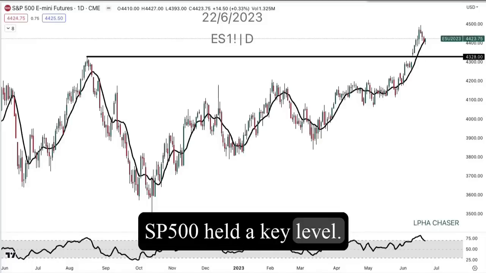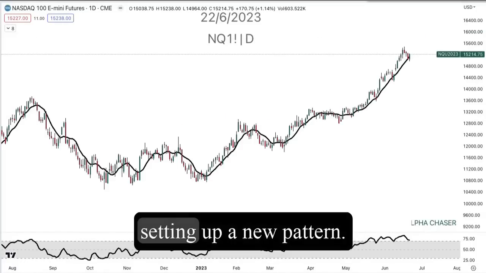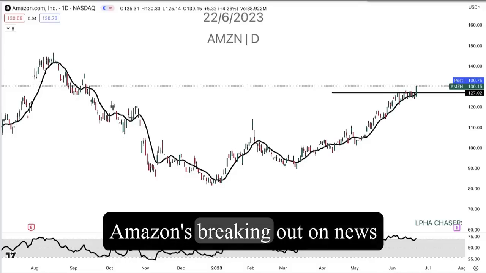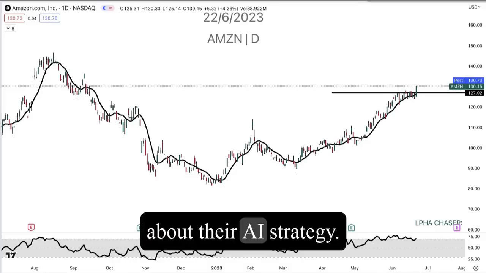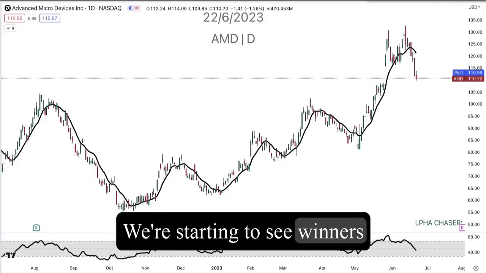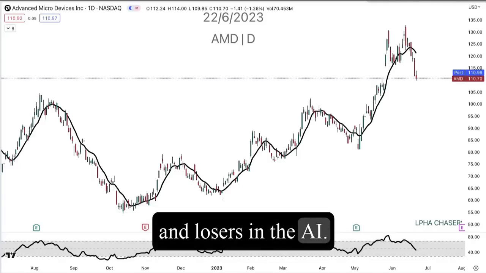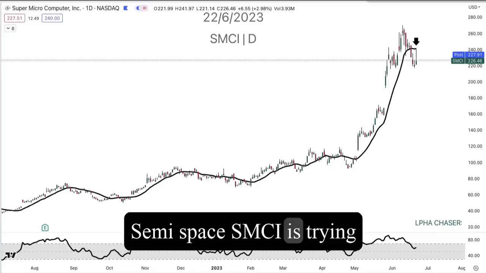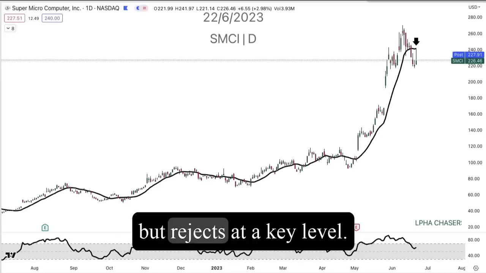S&P held a key level. Nasdaq held up perfectly, setting up a new pattern. Amazon's breaking out on news about their AI strategy. We're starting to see winners and losers in the AI semi-space. SMCI is trying to form a bottom, but rejects at a key level.